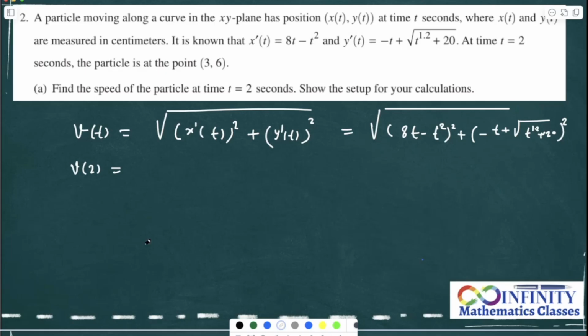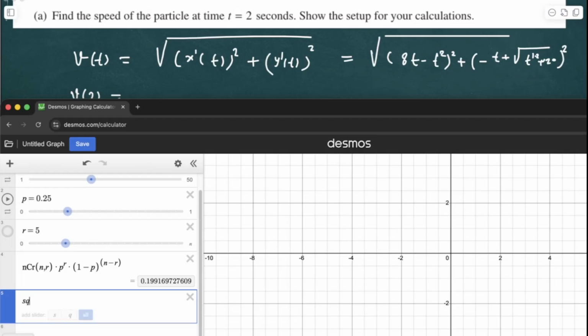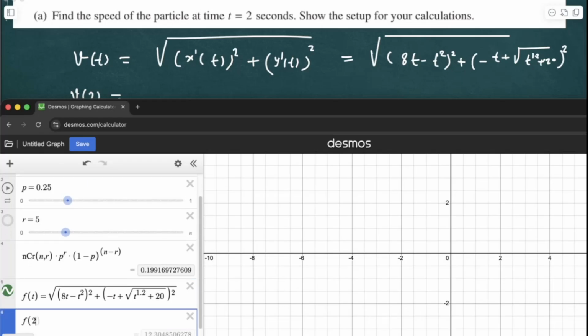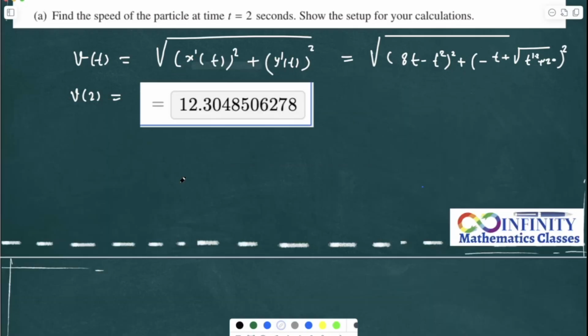Give me a second. Square root of bracket started. This is (8t minus t square) whole square plus (minus t plus square root of t exponent 1.2 plus 20). And now I need the value at 2. It is 12 point something. So this is the first part.